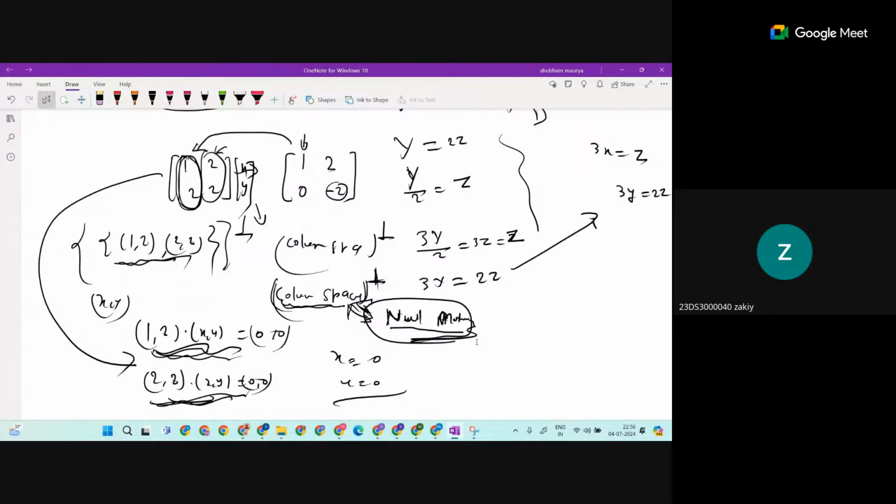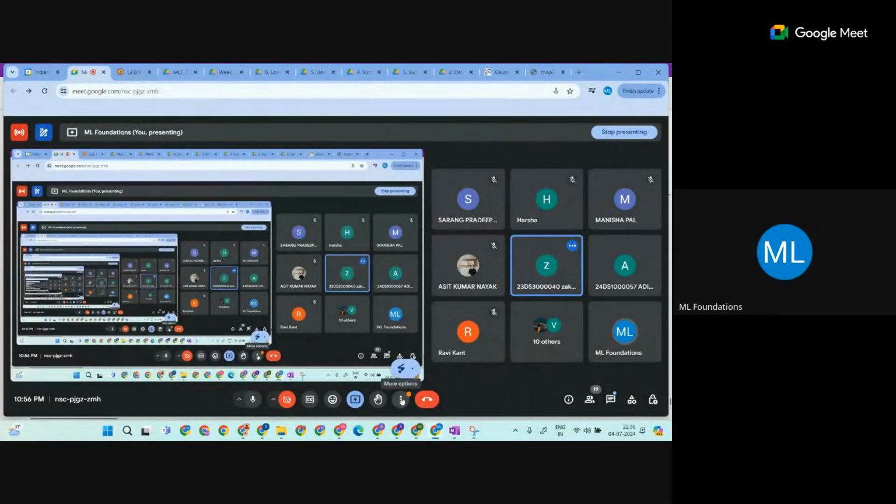Yes, sir. The row space is perpendicular to the null space, and the column space is perpendicular to the left null space. Correct. Yes, correct. That is what is happening here.